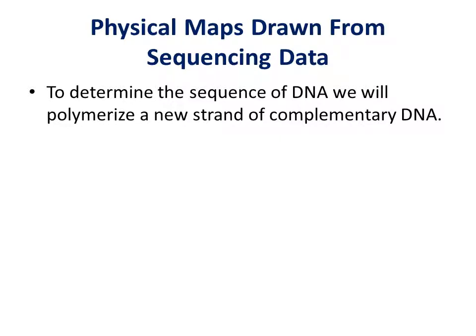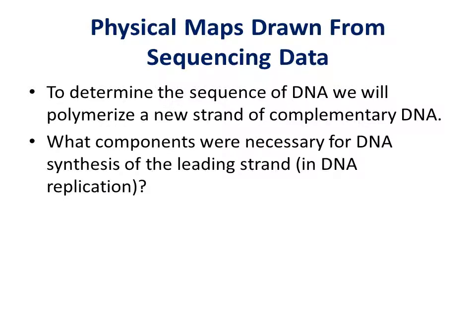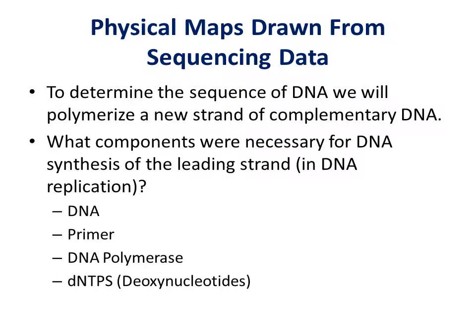The way that these physical maps are made from the sequencing data is that we are basically making a copy of the DNA. So when we talked earlier in the semester about DNA replication, we needed several key components. We needed things like the DNA itself. We needed a primer that would provide a 3' hydroxyl end for the DNA polymerase to attach to so it could begin to polymerize that new strand of DNA. We also needed the deoxyribonucleotides such as the A's, T's, the C's, and the G's.